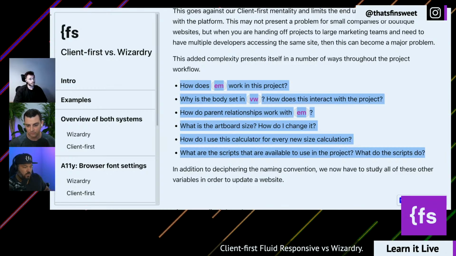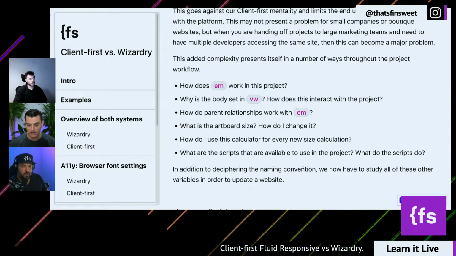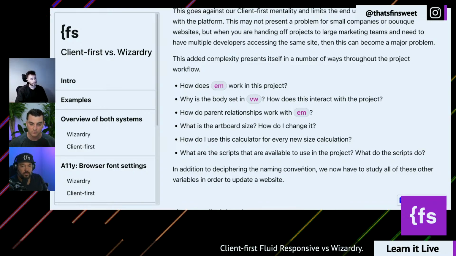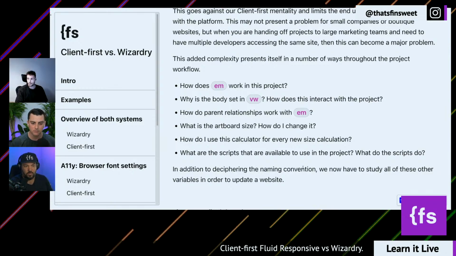Why is the body font set in VW? How does this interact with the project? How do parent relationships work with EM? What is the artboard size? How do I change it? How do I use this calculator for every new size calculation? And what are the scripts that are available to use in the project, and what do the scripts do? Once you understand all of these answers, you can then start using Wizardry very fluidly. But these are the required knowledge points to go into the system.